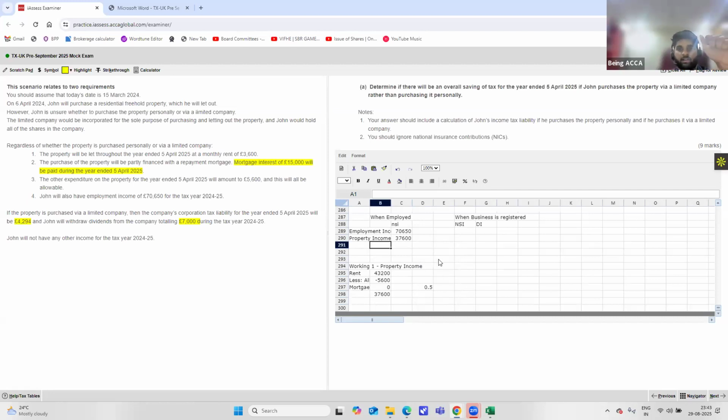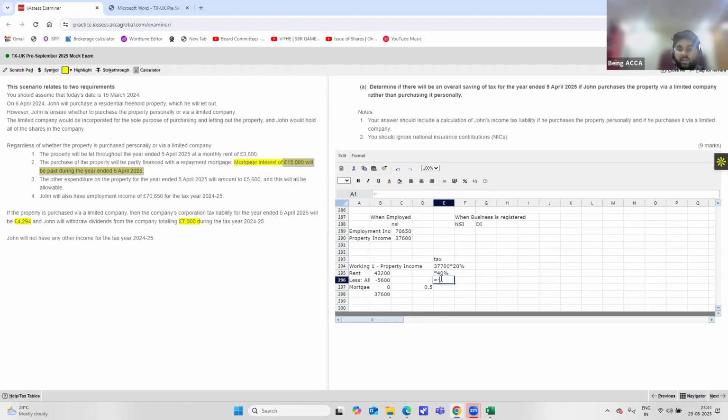Everything is correct. Now, when you calculate your tax, what will happen? First, 37,700 at 20%. Do it right. Next, whatever comes, you do it right, at 40%. But when there is a mortgage interest, it will act as a tax reducer. So always remember that point. If you forget that point, that is when you will be losing your marks.